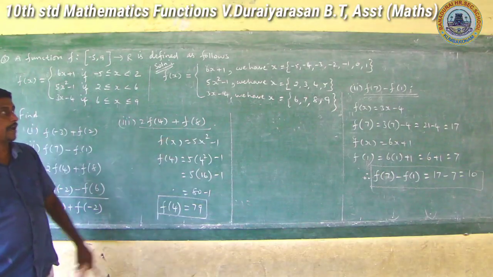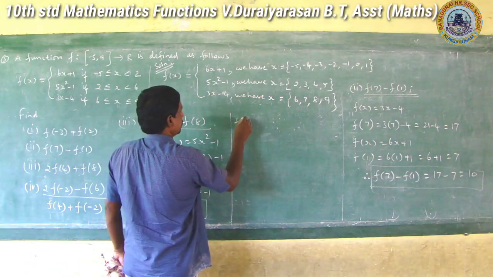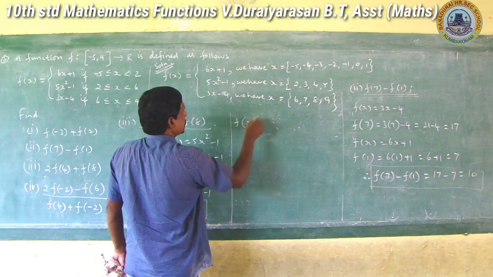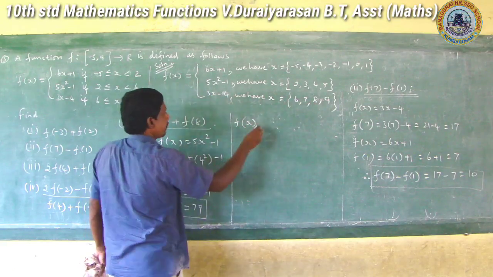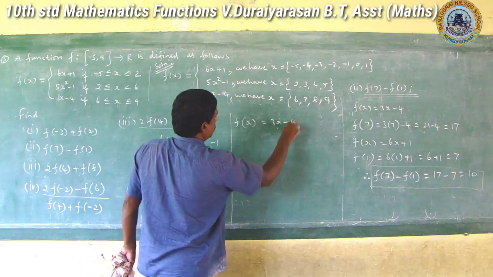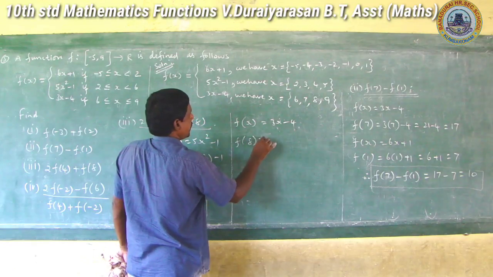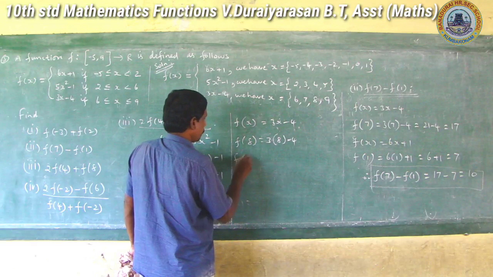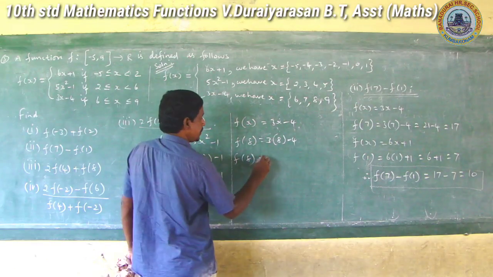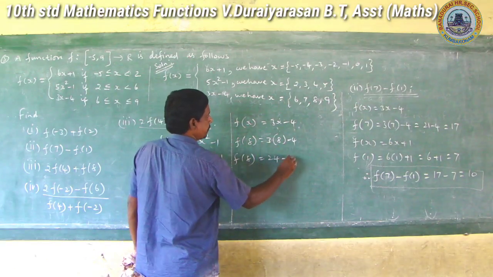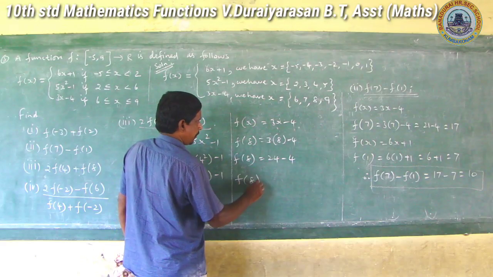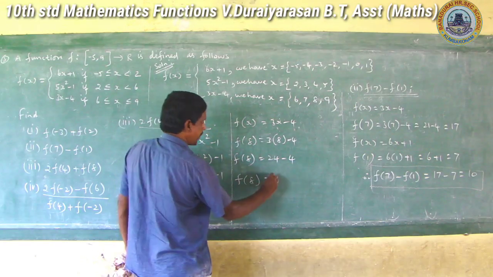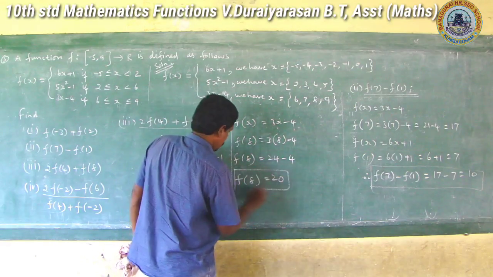Next, to find f of 8. For f of 8, the applicable function f of x is equal to 3x minus 4. f of 8 is equal to 3 of 8 minus 4. 3 8s are 24, minus 4. f of 8 is equal to 20.